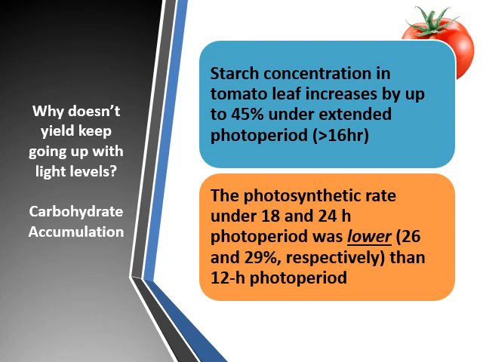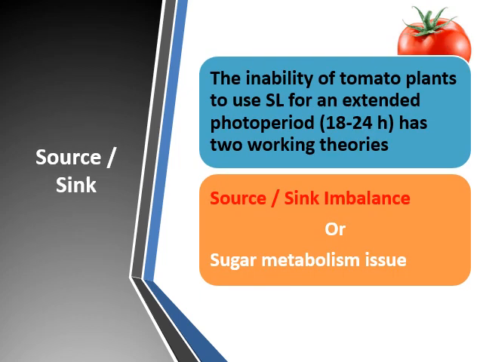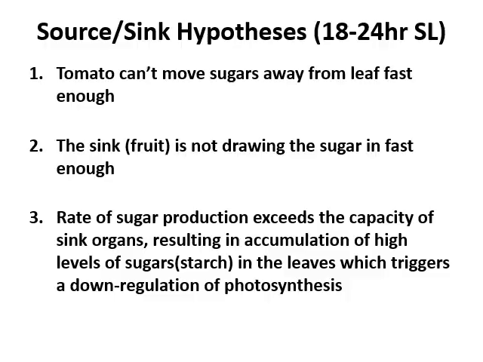Again, we talked about how you get starch accumulation in the leaf, and that doesn't flow to the fruit necessarily. So we have this sort of mismatch of source sink. And whether it's a source sink or just a sugar metabolism, again, the verdict is still out. The two theories are there. Source sink being obviously that the tomato can't move the sugars out of the leaf fast enough, so they become stuck. The fruit's not creating enough of a draw or a sink.